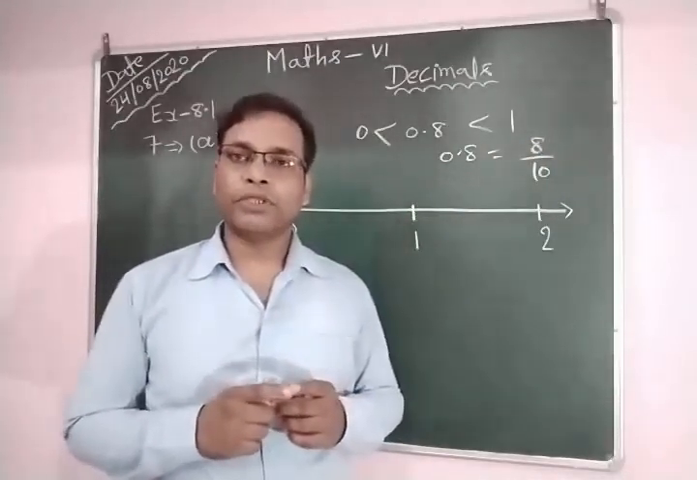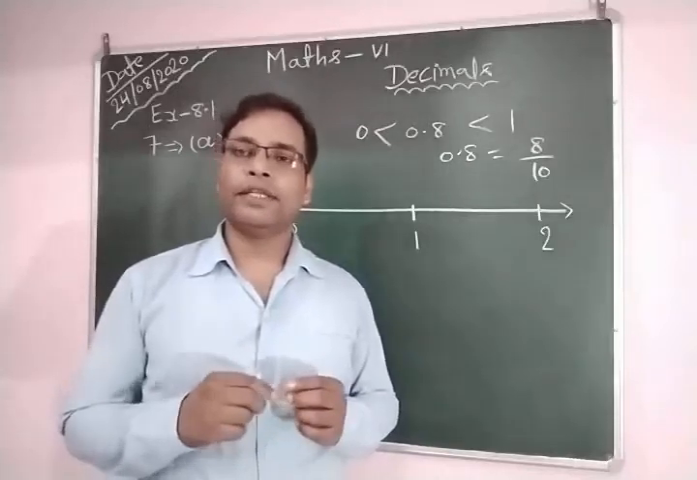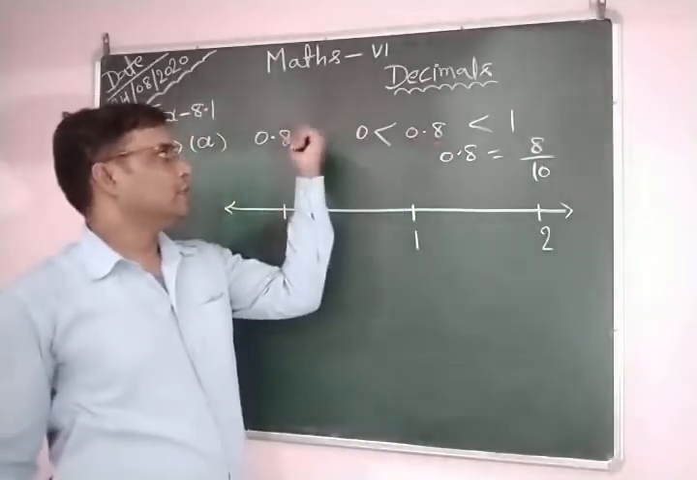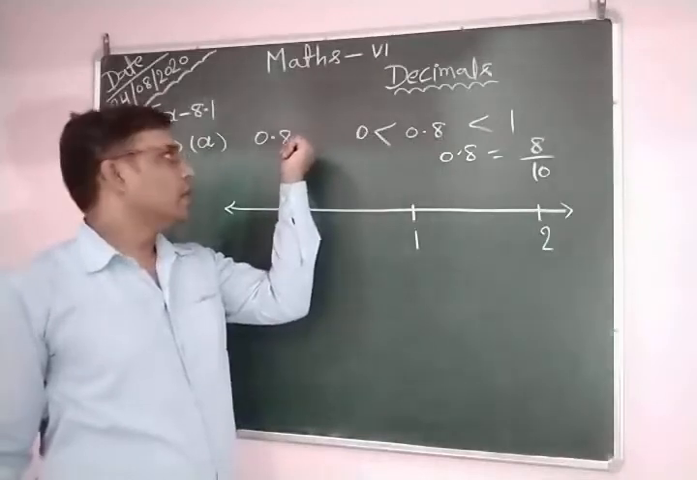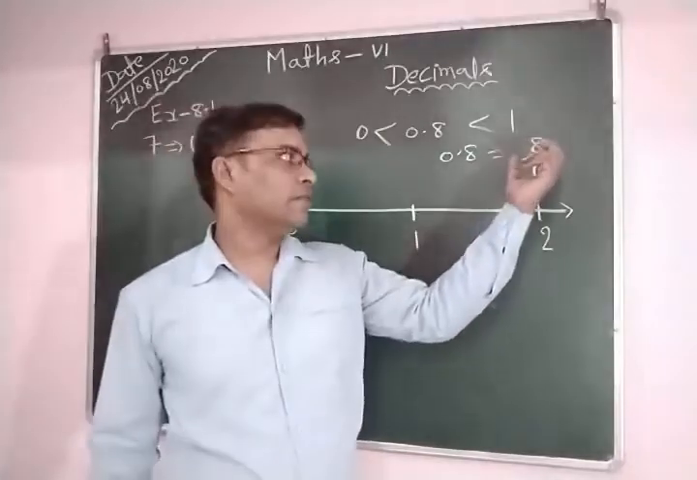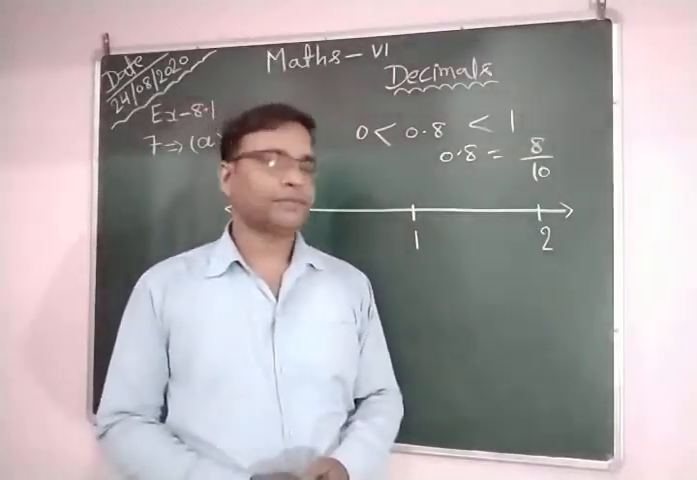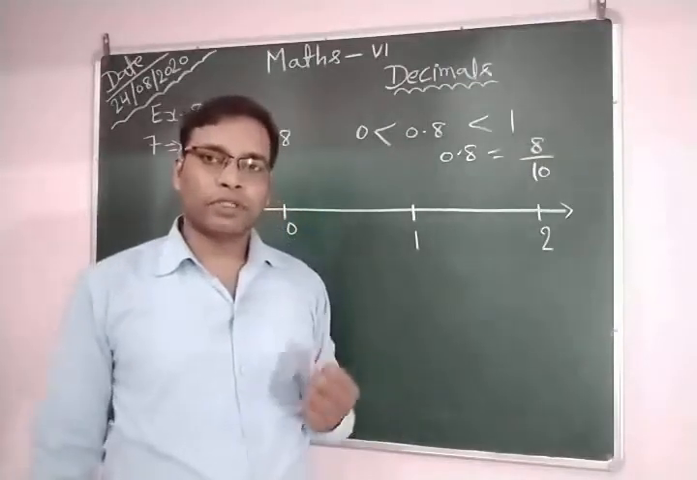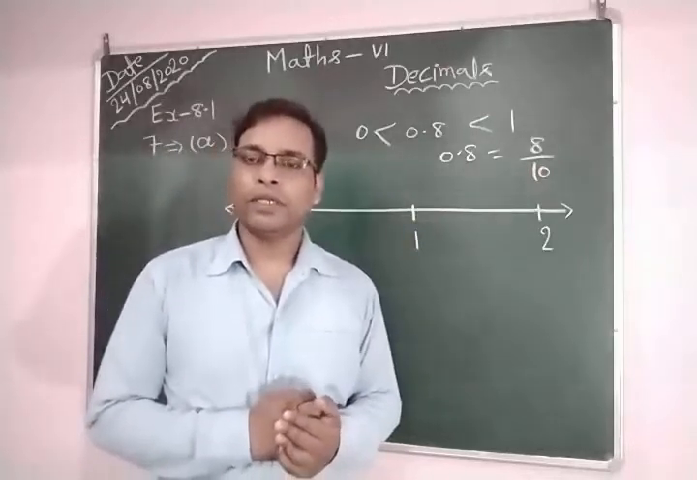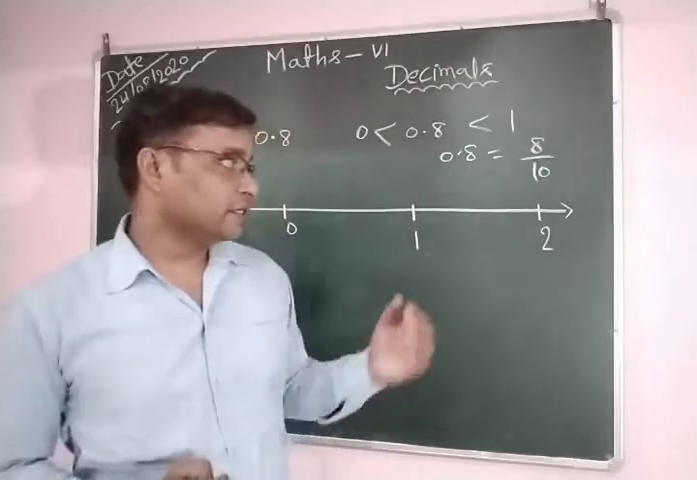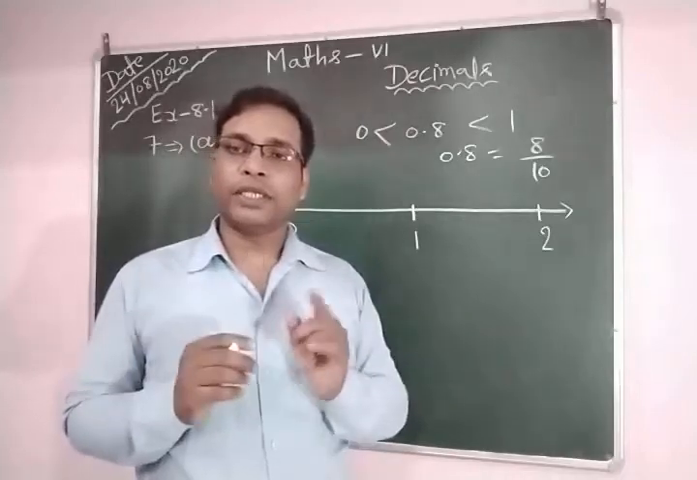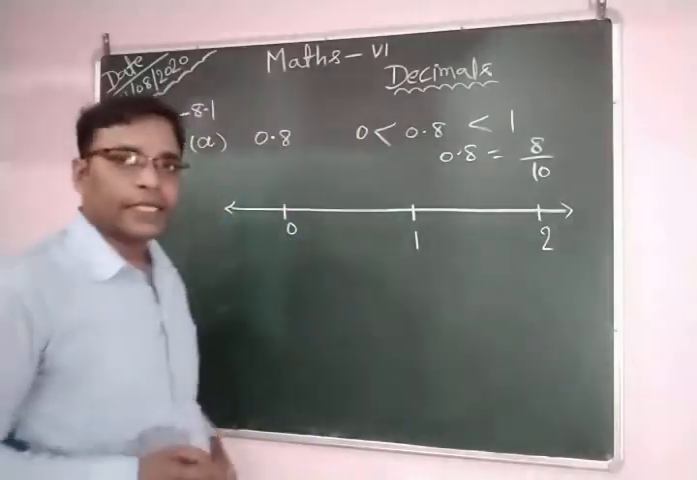So the line segment between 0 to 1, we divide it into 10 equal parts. Okay, because you can see here in 0.8, the place value of 8 is tenths. Or also if you convert it into fractions, you obtain 8 by 10. So in both ways, 0.8 or 8 by 10 lies between 0 to 1. So for this we divide the line segment between 0 to 1 in 10 equal parts, and take 8 parts.